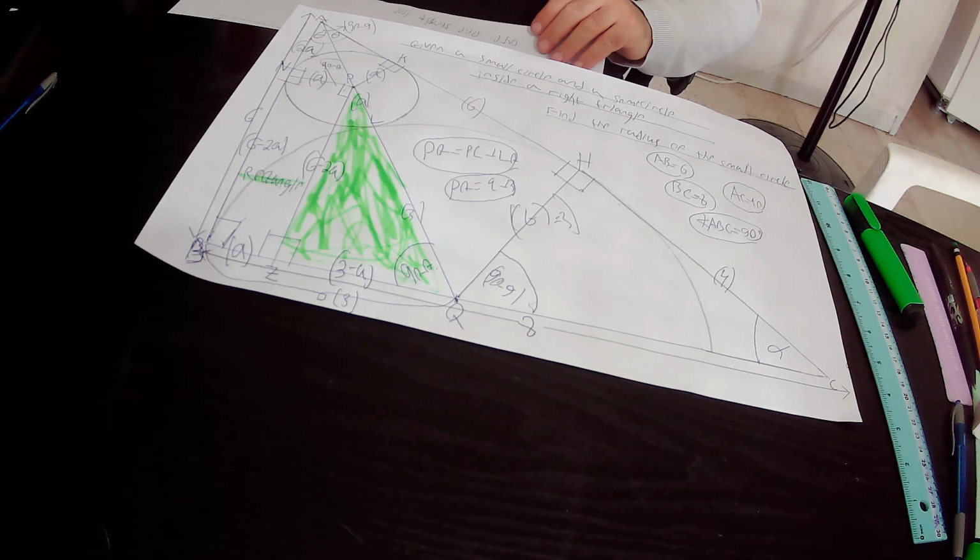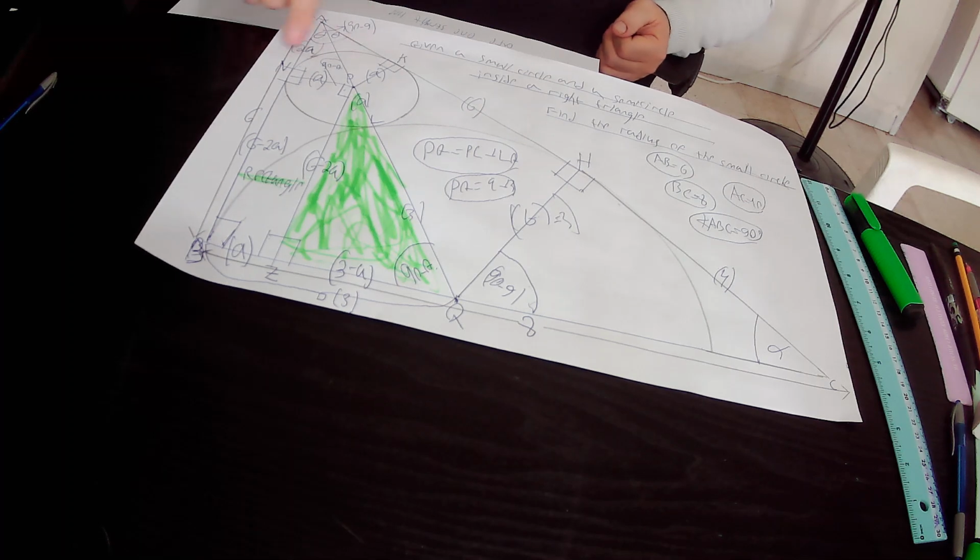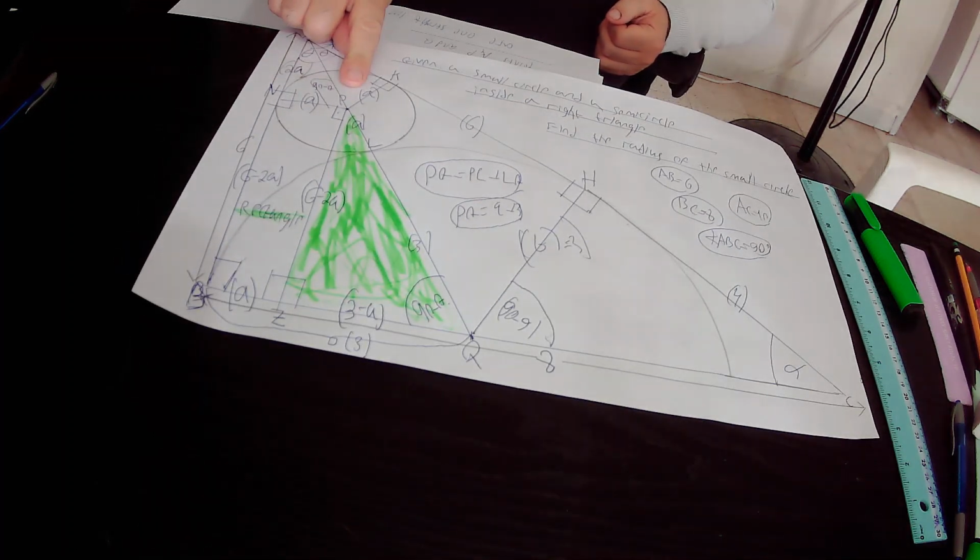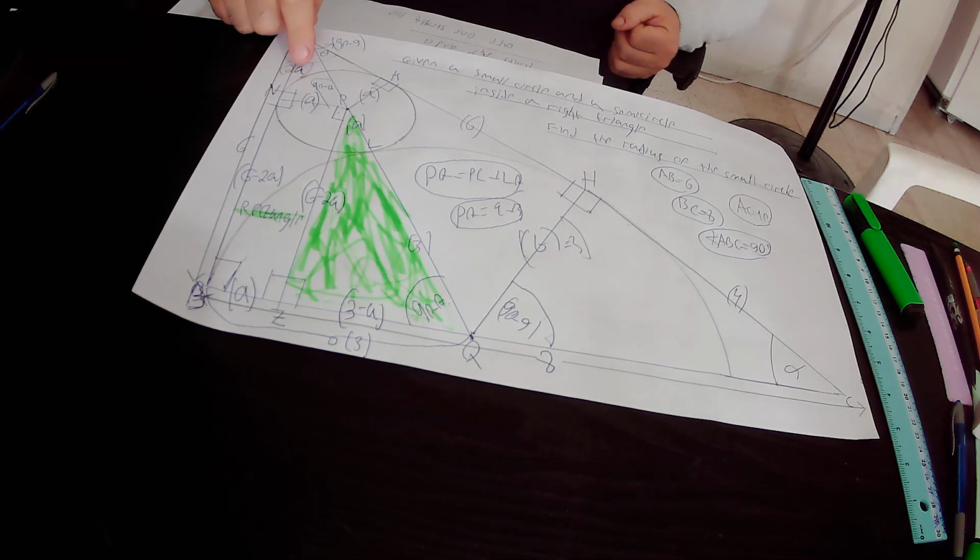In the next step, we join points P and N together by a straight line. Point P is the center of this small circle, point N is a point on the small circle itself, therefore PN is the radius of this small circle. That is the radius that we are looking for in this question. We define the radius PN as A, so PN equals A.